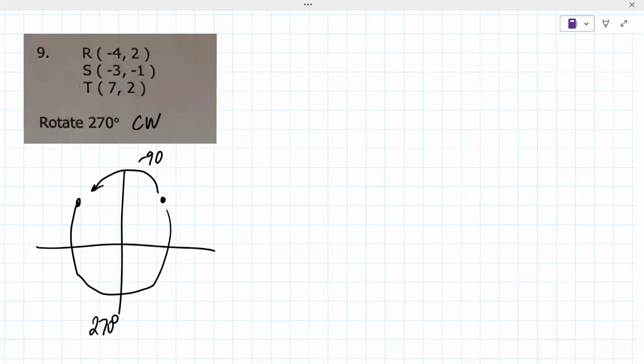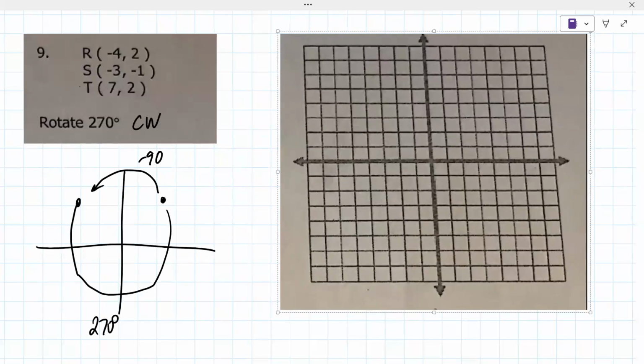Can you look on the reference sheet for the rule for 270 clockwise? CW is clockwise. Negative y, x. Yes, negative y, x. So xy, like you said, becomes negative y comma x. So the x goes to the y position, the y is negated. So give me those new ordered pairs, please, for this one, whenever you have them.